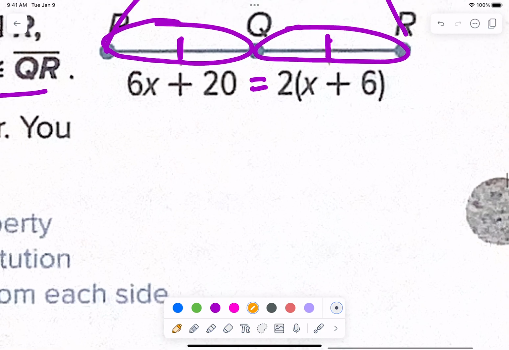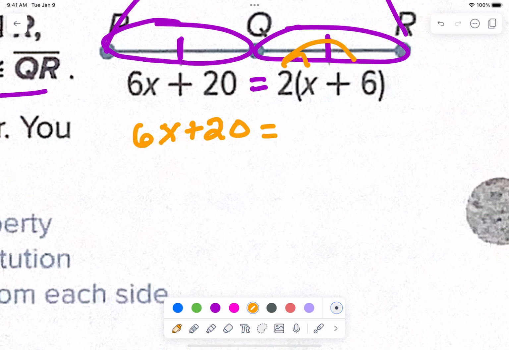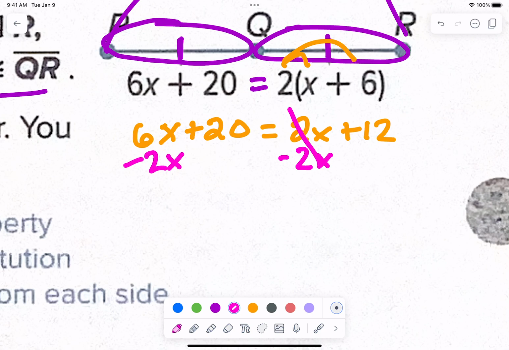What would you like to do first? Distribute your 2, right? So 6x plus 20 is just chilling, equals 2x plus 12. All right, then what would you like to move first? The 2. The 2 minus the 2x. Okay, we're big kids now, right? Can you minus the 2x and subtract the 20 at the same time?